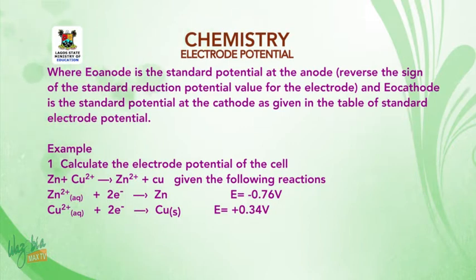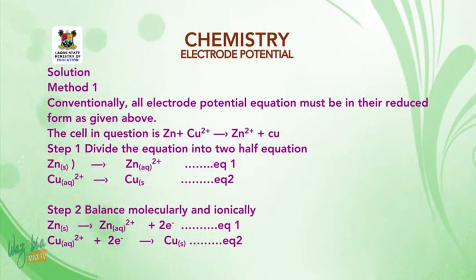Now let's take an example. Calculate the electropotential of the cell of zinc plus copper 2 ions to give us zinc 2 plus plus copper, given the following: Zn2 plus to give Zn, the E value is minus 0.76, and copper 2 plus to give us copper solid, E equals 0.34 volt. Now the first method. Conventionally, all electropotential equations must be in their reduced form as given above. Now, the cell equation in question is Zn plus Cu2 plus to give us Zn2 plus plus copper.